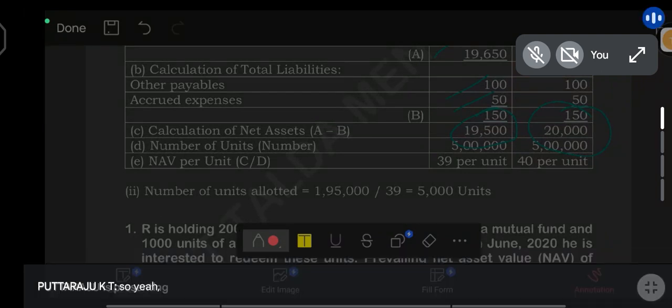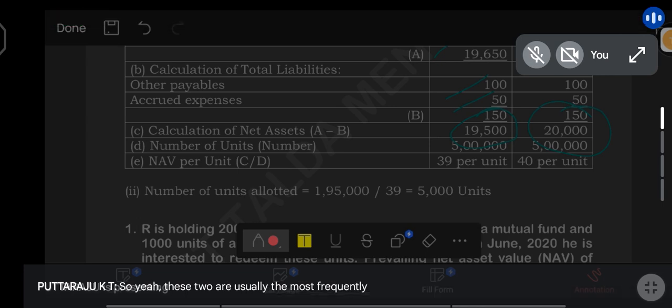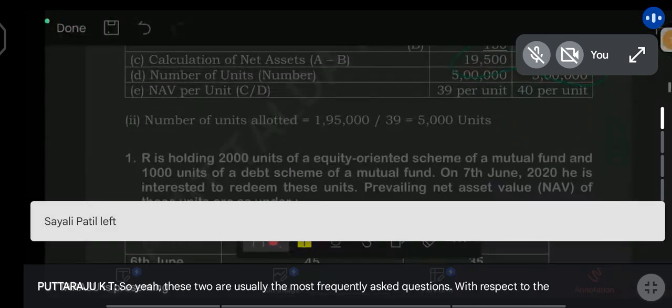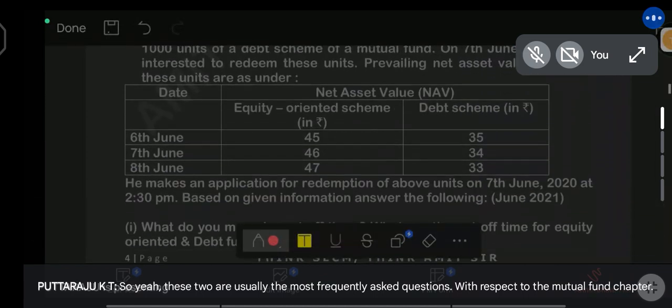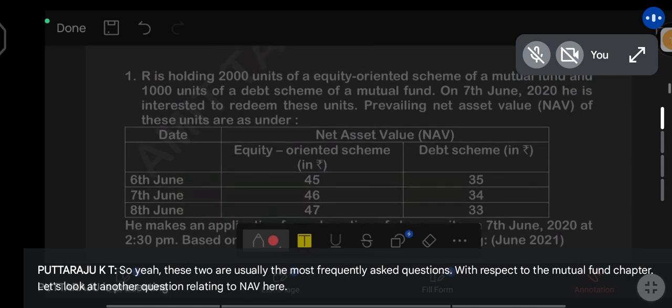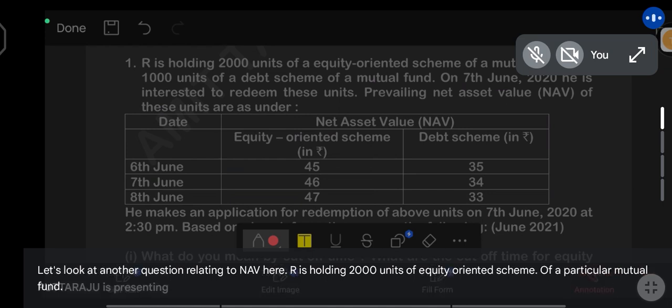So yeah, these two are usually the most frequently asked questions with respect to the mutual fund chapter. Let's look at another question relating to NAV here. R is holding 2,000 units of an equity-oriented scheme of a particular mutual fund and 1,000 units of a debt-oriented scheme of a mutual fund. So total investment is in 3,000 units.